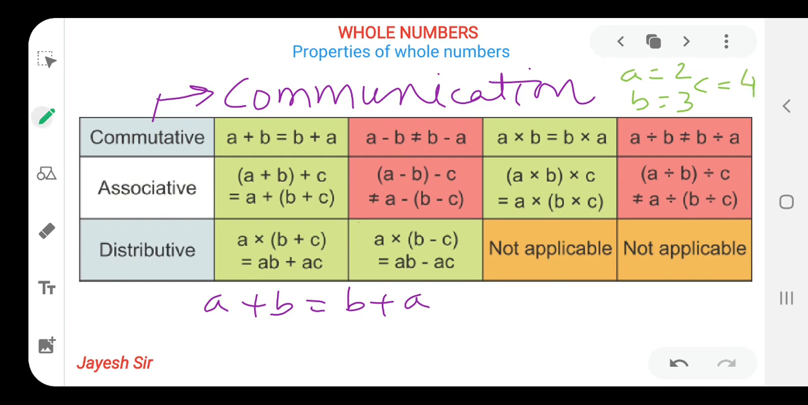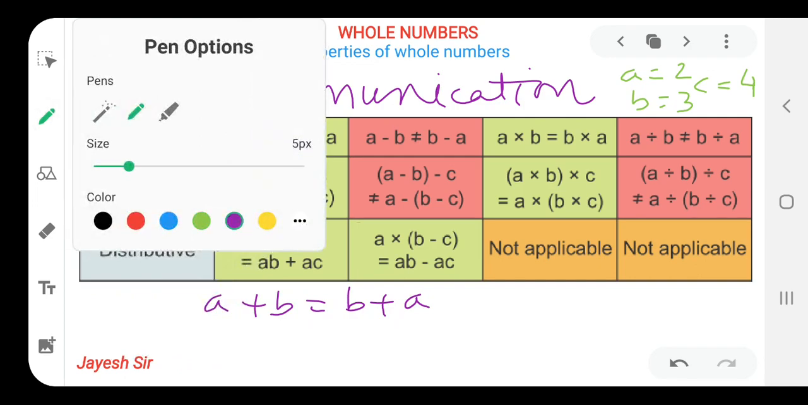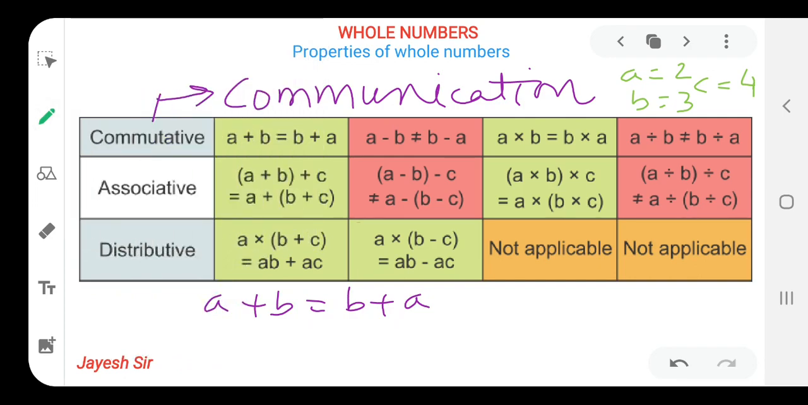Now let's put the values in the given sum so that we will be able to find whether it is correct or not. A plus b, that means 2 plus 3, and here 3 plus 2, and the answer is the same, that means 5 is equal to 5. That means the property is correct there. That's why it is written in green. You can see over here.